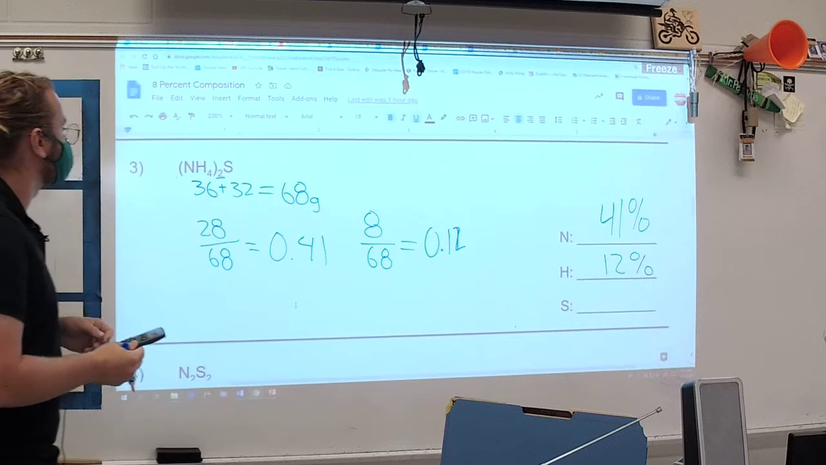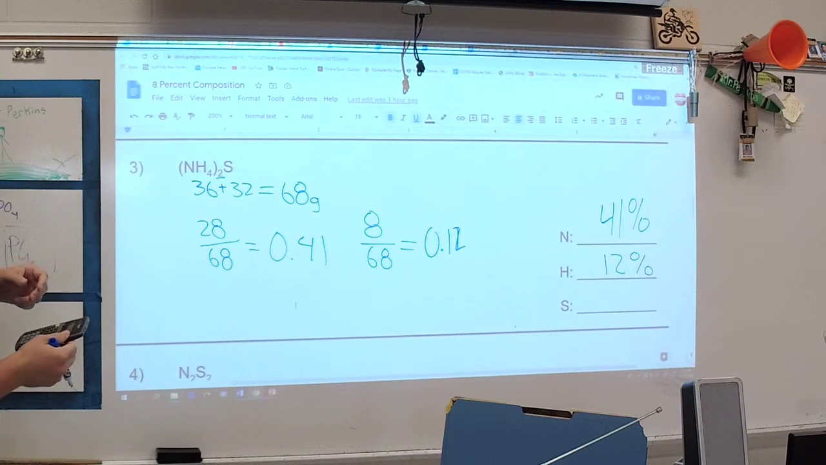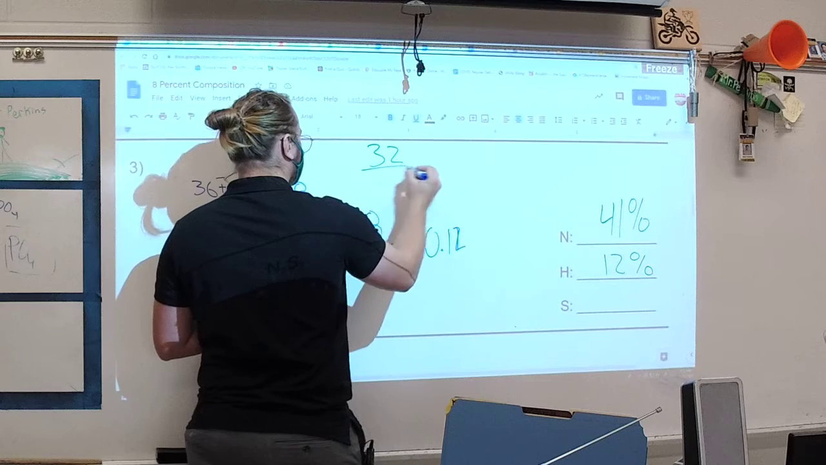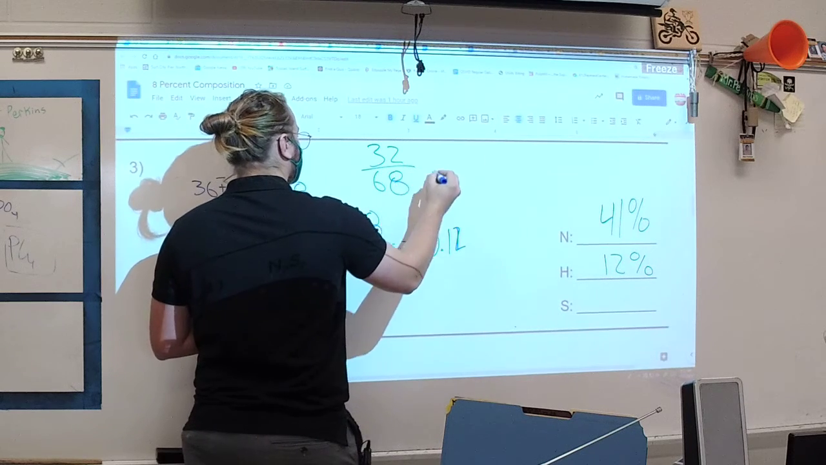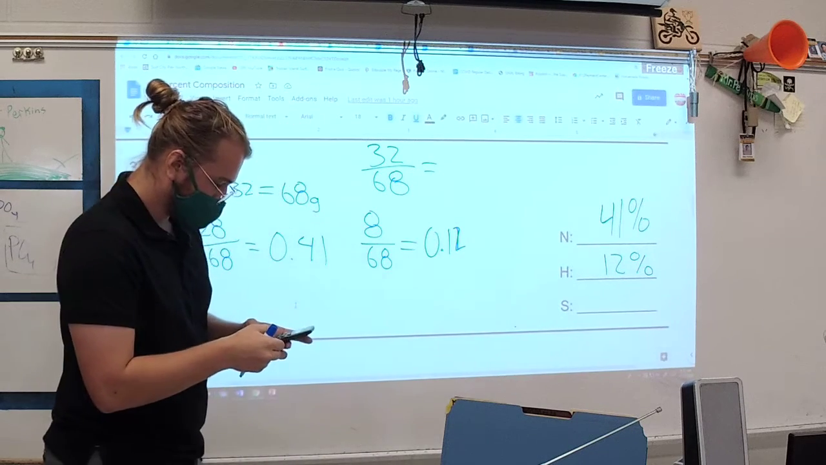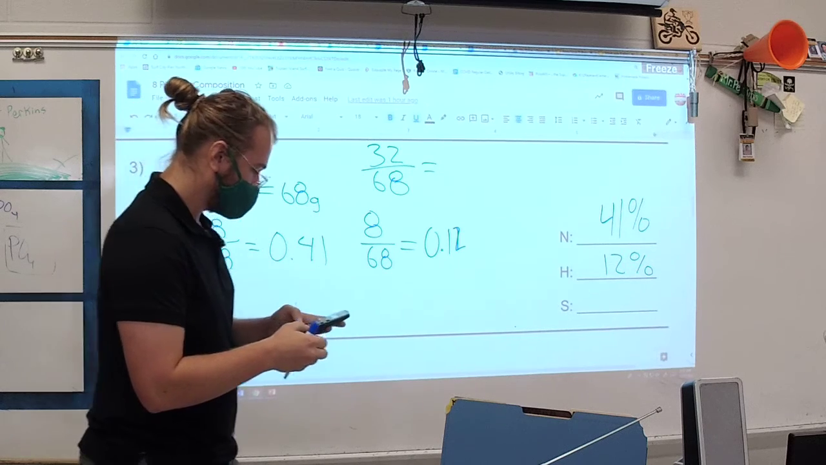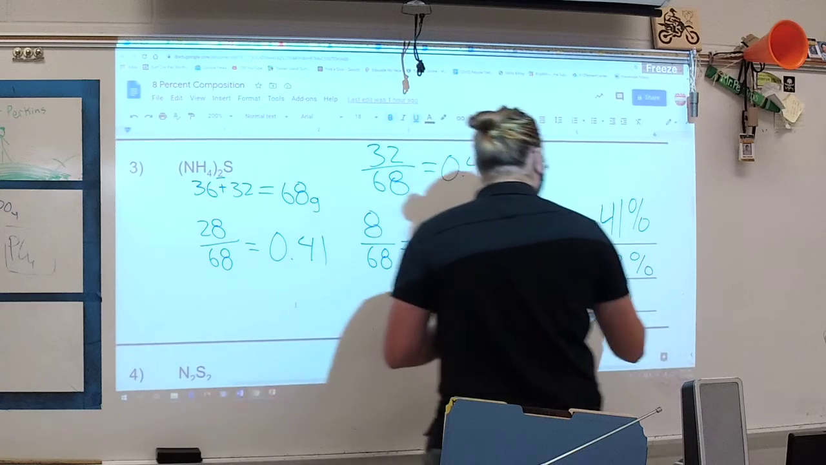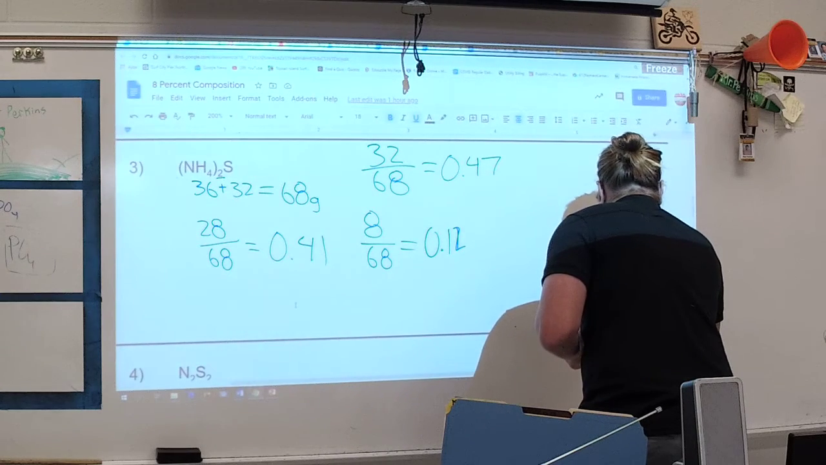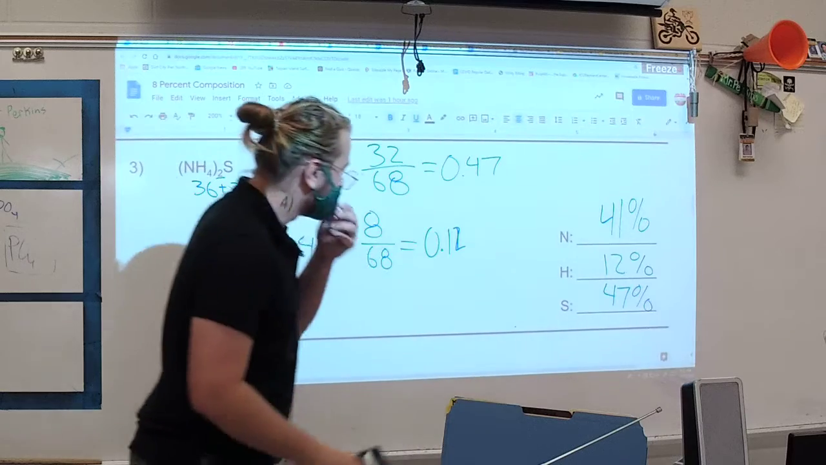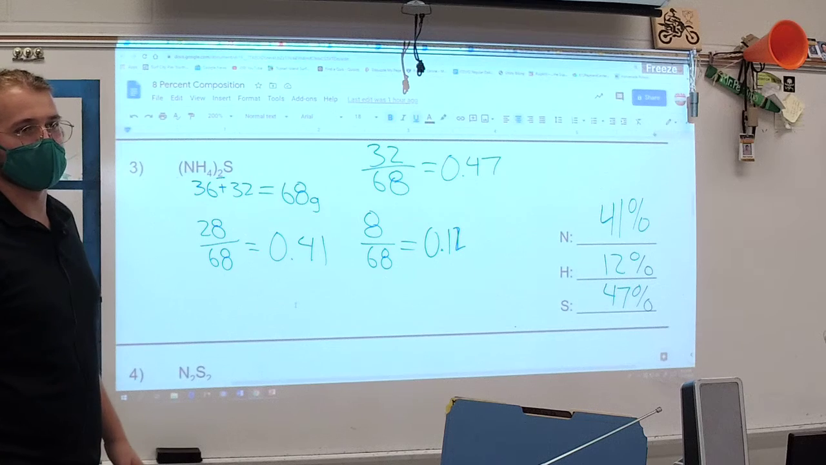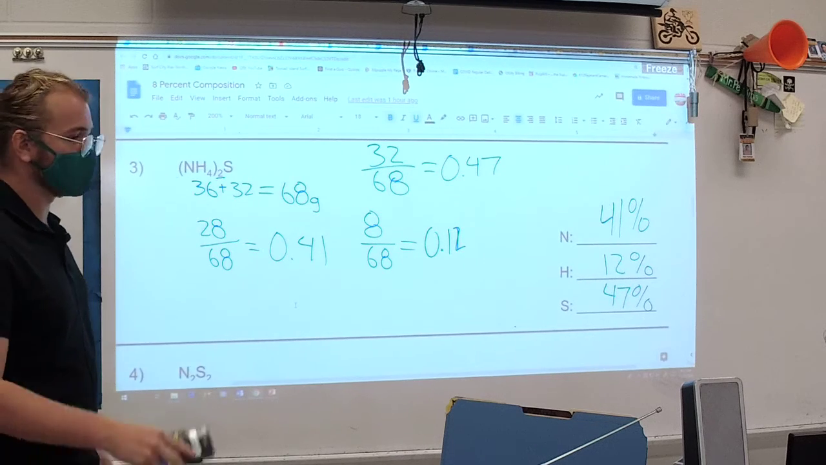And lastly, sulfur. How many of those do we have? Just the one. Let's go ahead and put 32 over 68. And that gives us 0.47, 47%. Check this out. We add up all the percentages. What do we get? 100%. So we know we did it right.